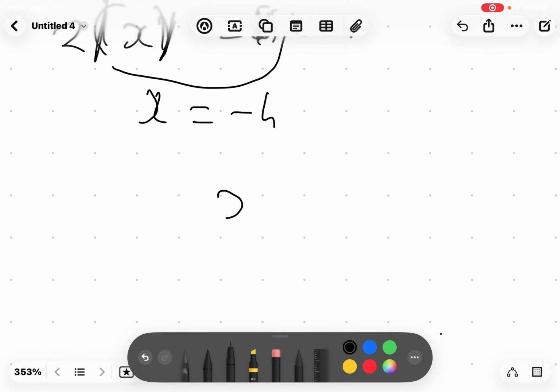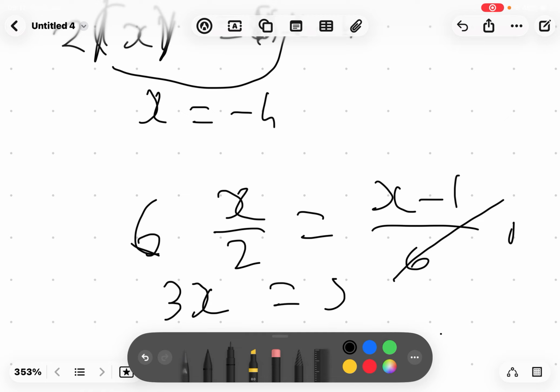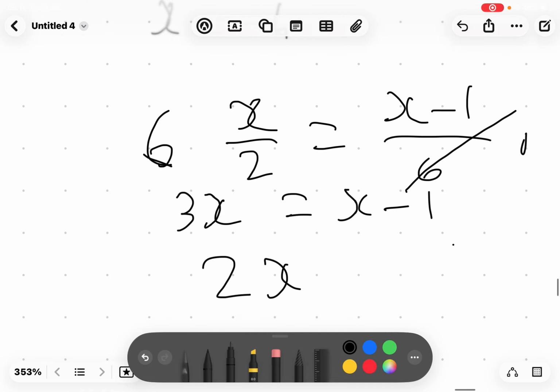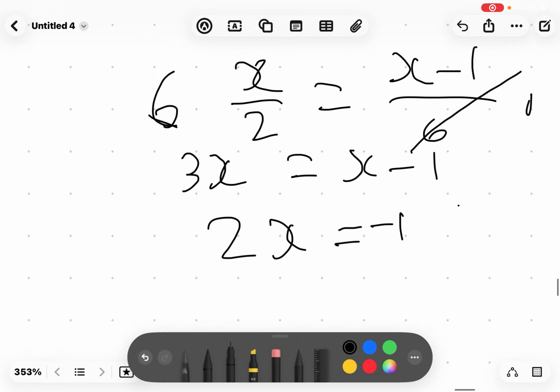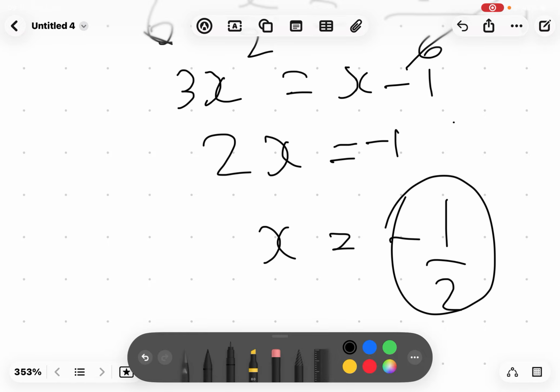Another way to think, so let's say you have this, right? Again, times by 6 to get rid of this, and over here you have a 6, so that would be 3x equals x minus 1, so 2x equals minus 1, and then you divide by 2, so x equals minus, so basically a half.